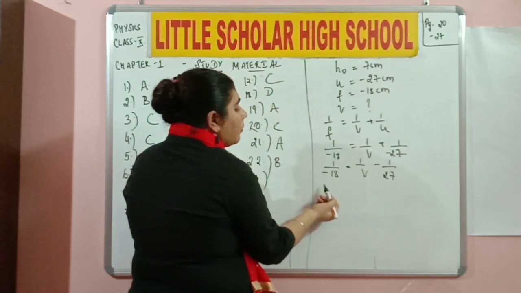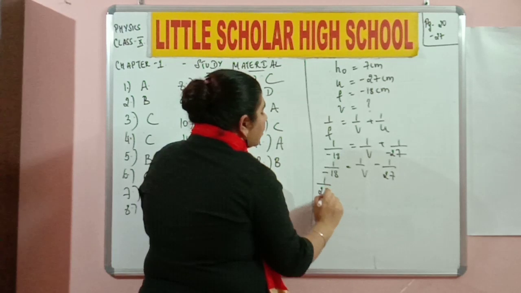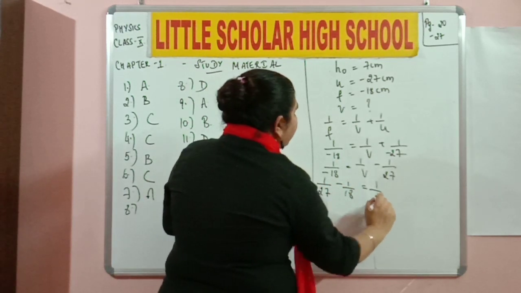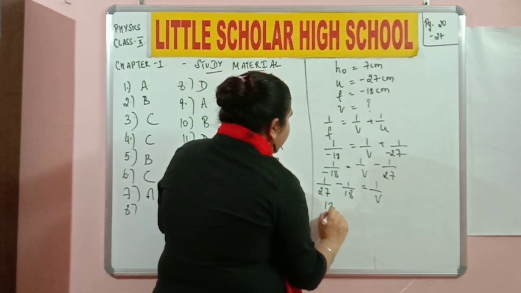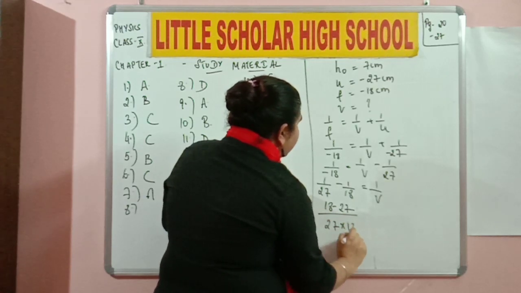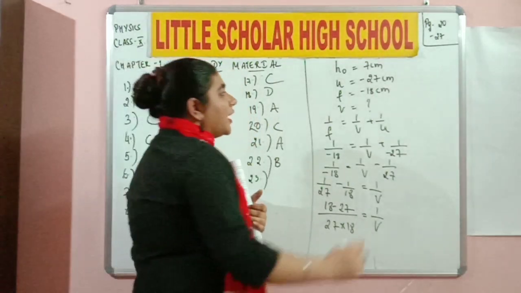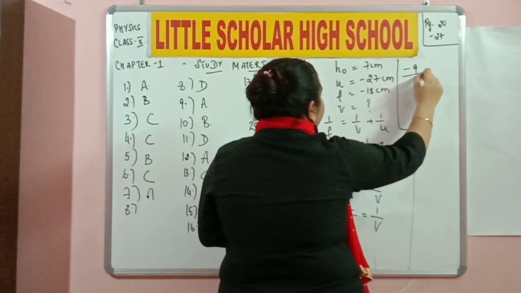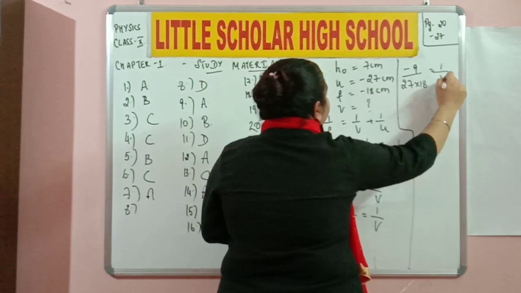If I bring this minus 1 by 27 on this side, what is going to happen? It is going to become plus. So 1 by 27 minus 1 by 18 is equal to 1 by v. I told you an easy method of LCM. Do you remember? So it is 18 minus 27 by 27 into 18 is equal to 1 by v. Okay with everyone? What is 18 minus 27? What do you think it is? Of course it is minus 9. So minus 9 by 27 into 18 is equal to 1 by v.